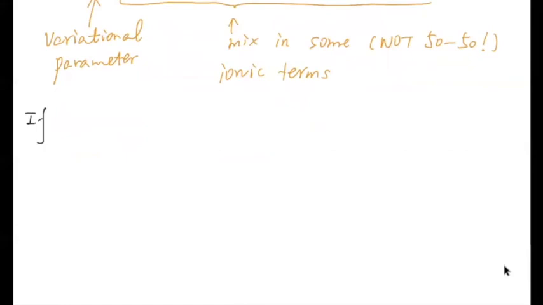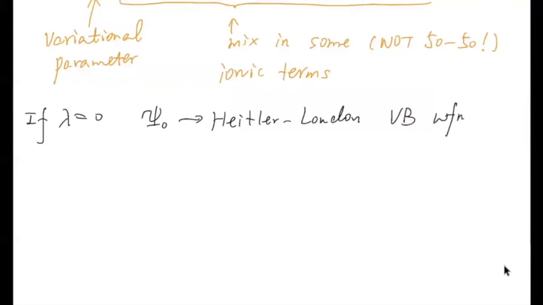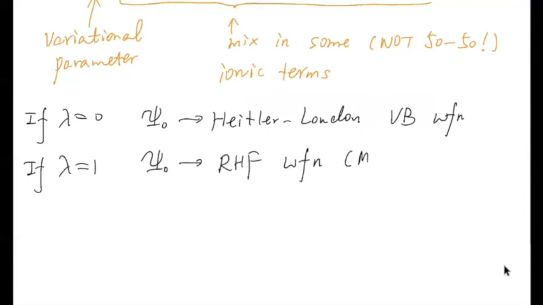So if lambda is equal to 0, then psi goes to the Heitler-London VB wave function. If lambda is equal to 1, then psi goes to the restricted Hartree-Fock wave function, which is the molecular orbital theory.